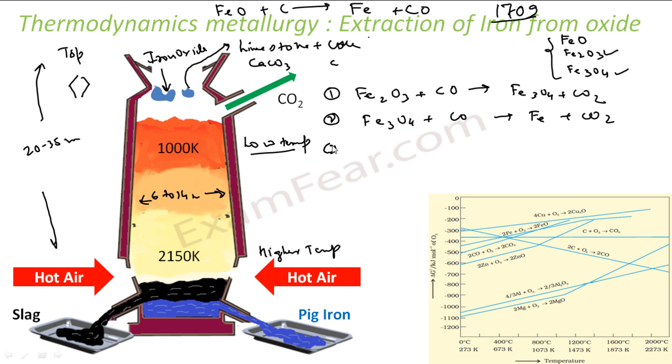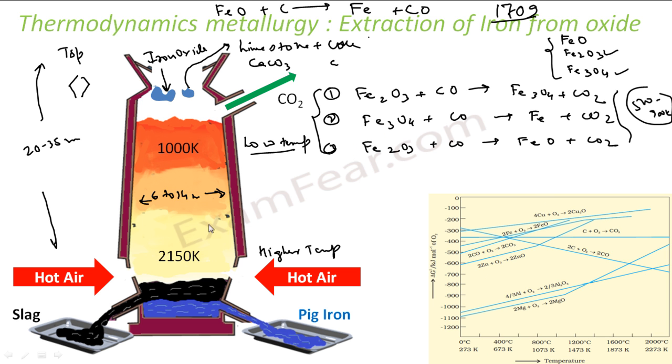And also Fe2O3 reacts with carbon monoxide to form FeO sometimes and CO2. This carbon dioxide also goes off. These three reactions take place in the lower temperature range, almost 1000 Kelvin, right? So it takes place in the range of, I'll say, 500 to 900 Kelvin. We'll see in this graph why this reaction is taking place.